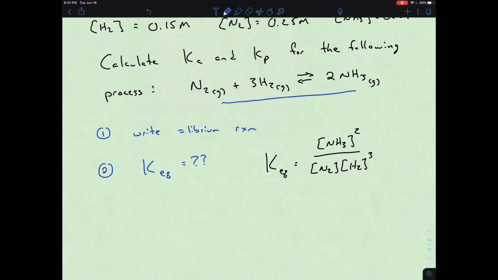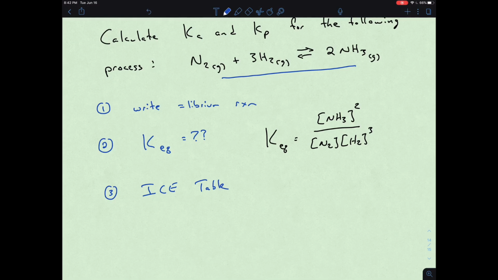The third step is to develop our ICE table. And our ICE table here really stands for sets of conditions such as initial, change, and equilibrium.